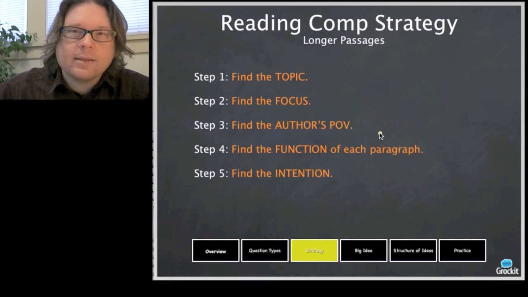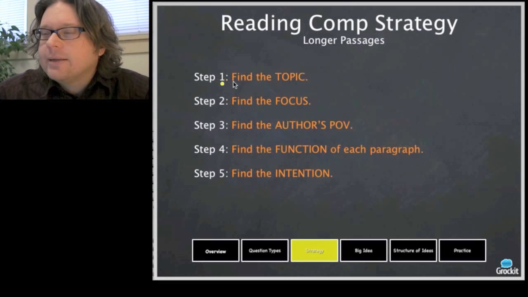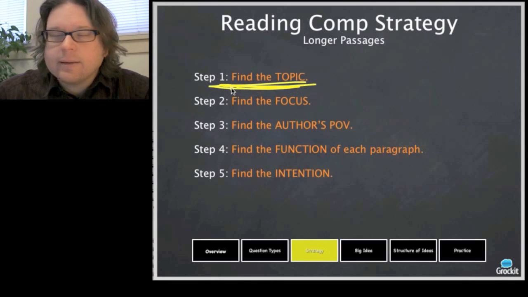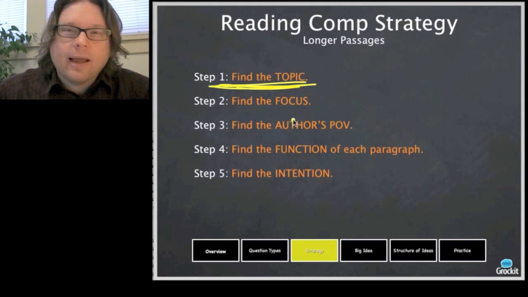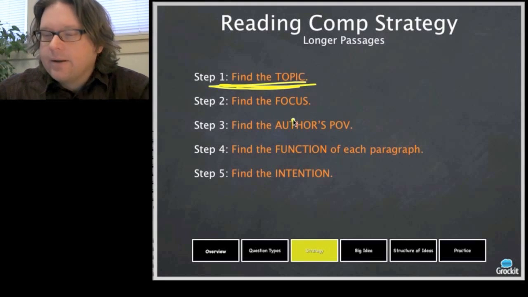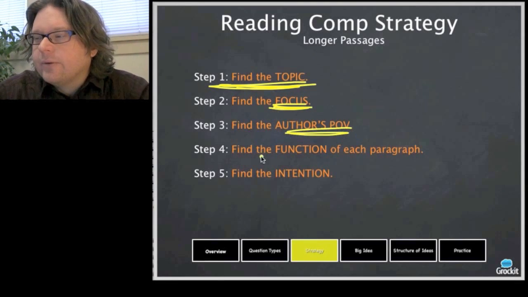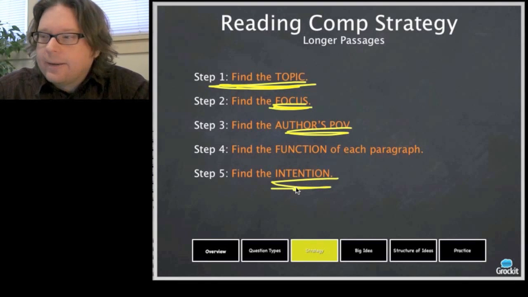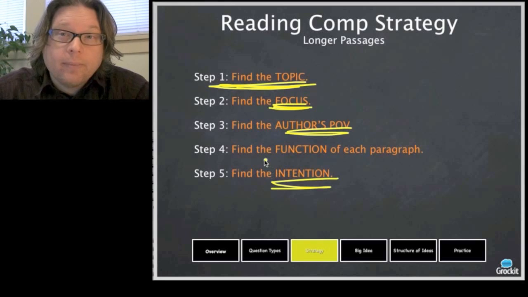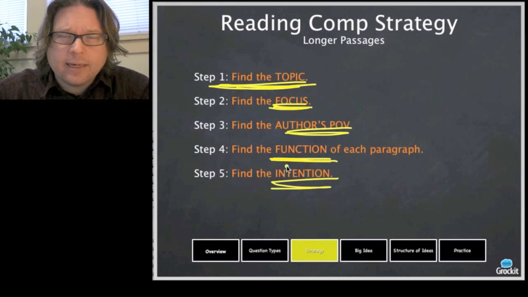All right, so longer passages have their own strategy, but luckily the strategy is mostly the same. Step one is finding the topic. That's still the same part. That's that general heading, the bookstore heading or the library heading. Finding the focus is the specific narrow thing, like the book title on the shelf. The author's point of view and the intention of the overall passage or paragraph are still the same. The thing that's different is that you're also meant to find the function of each paragraph. Let's talk about that just for a second.